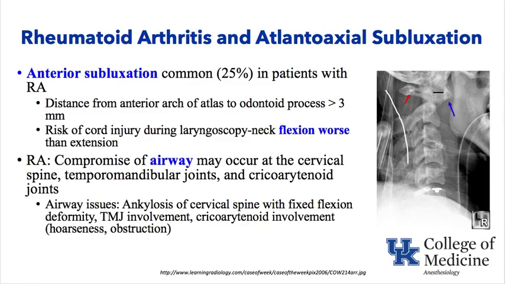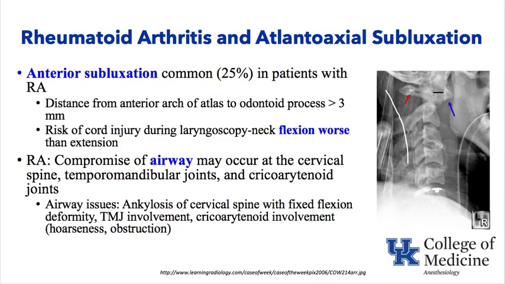Rheumatoid arthritis and atlantoaxial subluxation. Anterior subluxation is quite common in patients with rheumatoid arthritis, and the picture at the far right shows a subluxation. When the distance from the anterior arch of the atlas to the odontoid process is greater than 3 millimeters, we call that anterior subluxation. There's a risk of cord injury during laryngoscopy. And you think, well, is extension or flexion worse? Actually, neck flexion is worse than extension for causing compromise of the spinal cord in these patients with anterior subluxation.